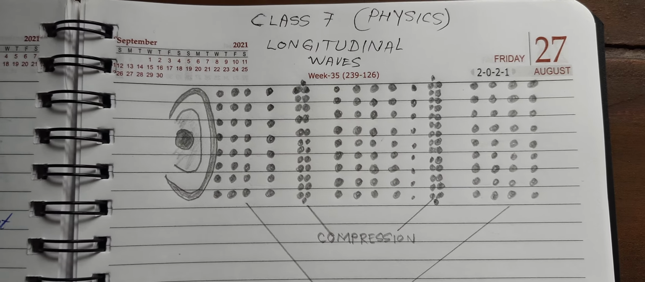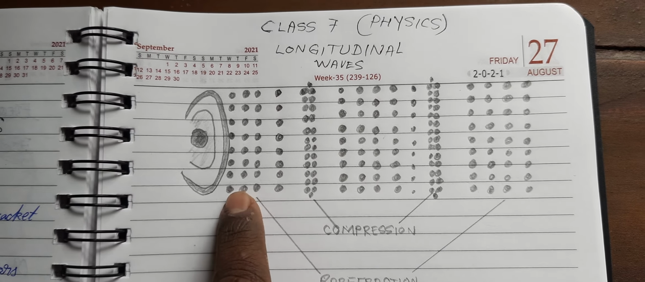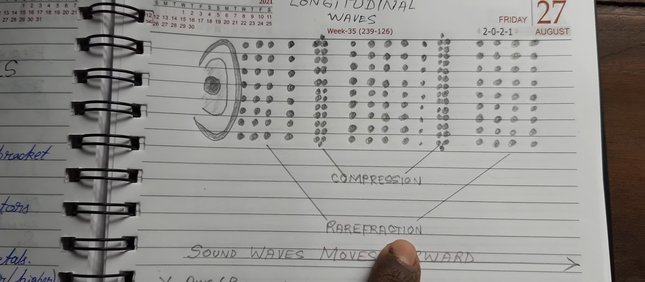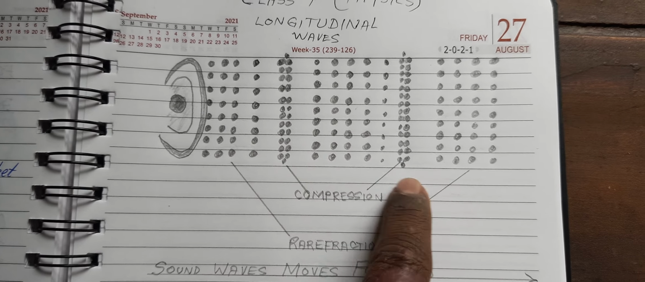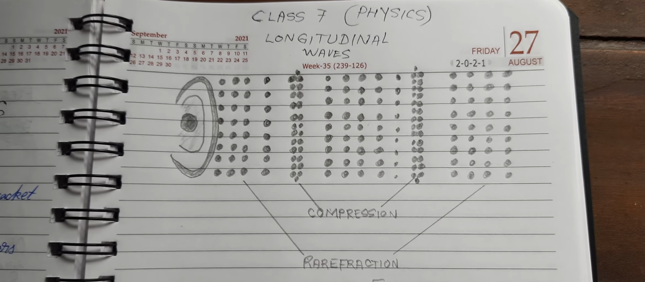This same diagram I have also drawn here in my copy. You can see the region where the molecules are spread apart, that region is known as rarefaction, and that region of molecules where the molecules are closer together is known as compression.